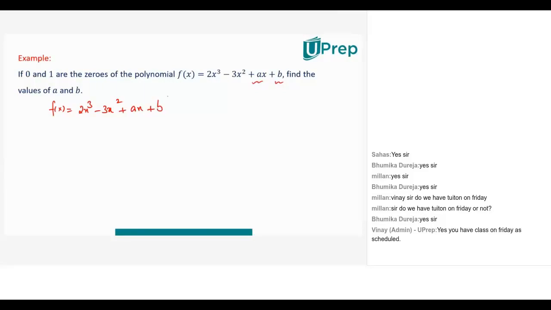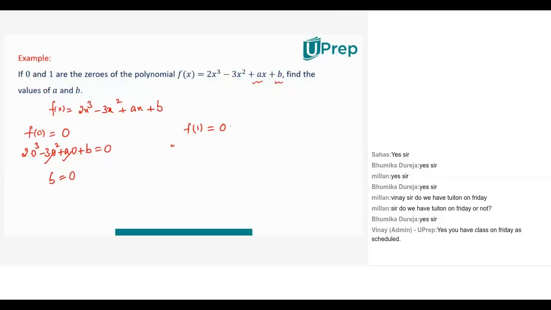Now what do we mean by 0 is a zero of the polynomial? That means when I put x equal to 0, I should get 0. Similarly, he says 1 is also a zero. That means in the polynomial, if I replace x with 1, I should get 0. Two conditions are there. What happens if I apply the first condition? 2 times 0 cube, 3 times 0 square, a times 0 plus b is 0. 2 times 0 cube is 0, 3 times 0 square is 0, a times 0 is 0. What is left is only b. So one of the values I got: the value of the unknown b is 0.